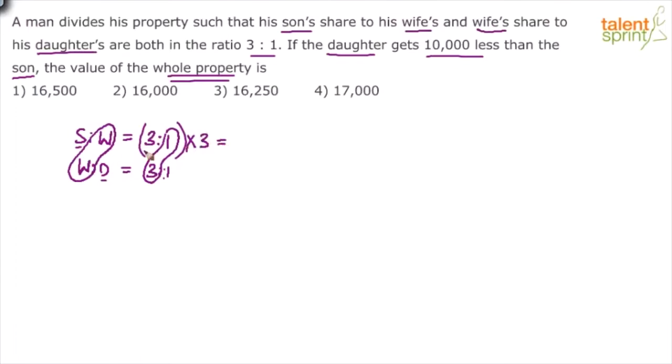So let's multiply the first ratio by 3 on both sides. So what do we get? 9:3. So now if you observe, son is to wife is 9:3, wife is to daughter is 3:1. We are not doing any change here.